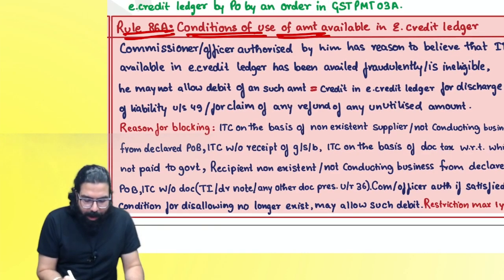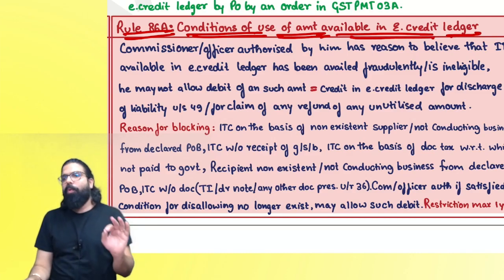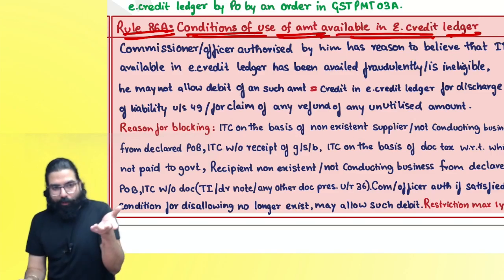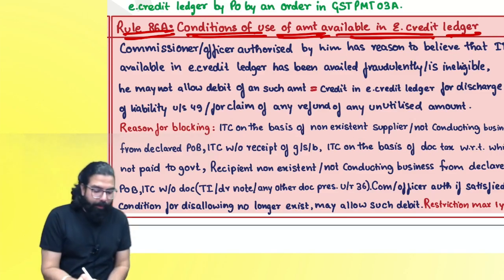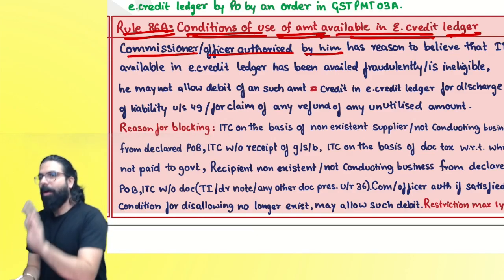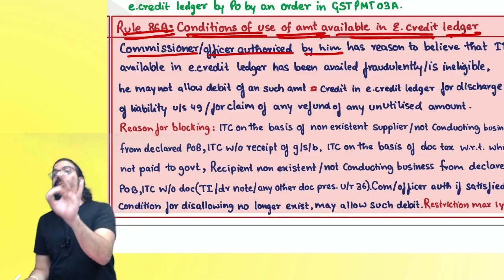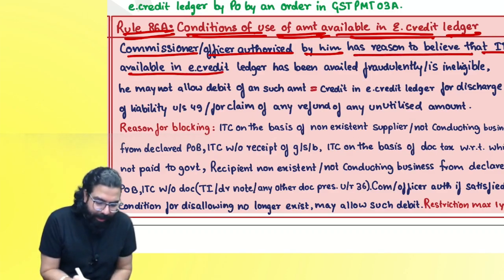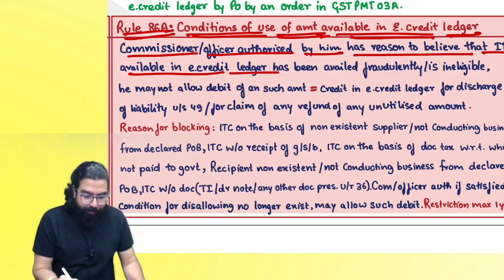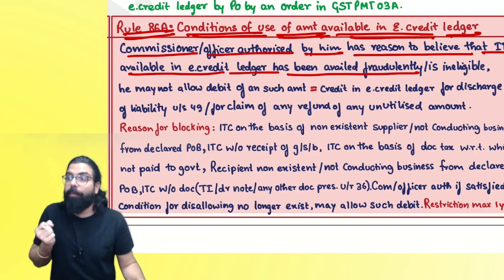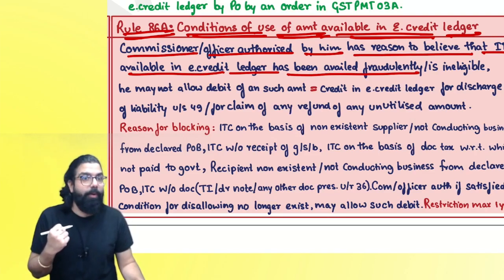condition of use of the amount available in the e-credit ledger. What are the cases when the amount in the e-credit ledger can be blocked? The commissioner or an officer authorized by him has reason to believe that the ITC availed in the e-credit ledger has been fraudulently taken, with no invoice. Are you able to understand? Bought one invoice from someone and took the credit. Are you able to understand?